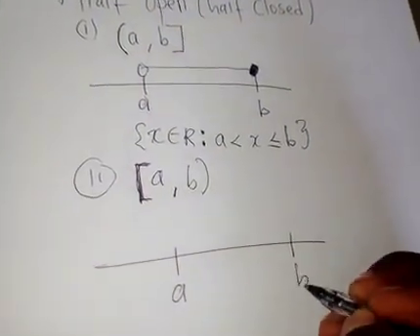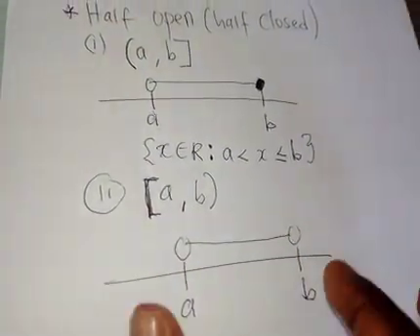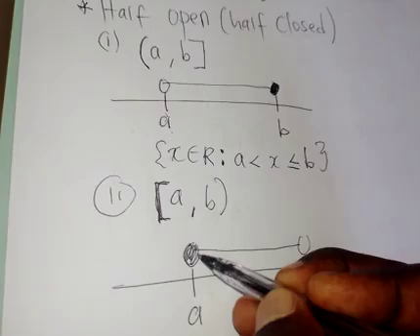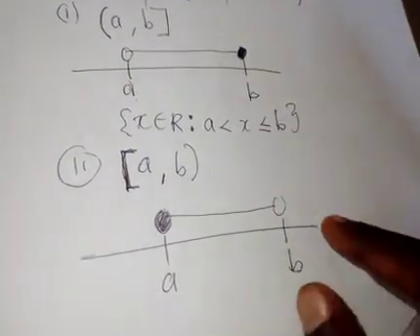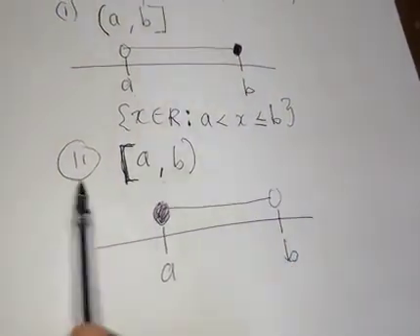That's A, B, then circles, you join them. After you join them, you check. So for A, you shade it because of the square bracket which has been used before A. Then this side B, you leave it open, meaning B is not part of the set.